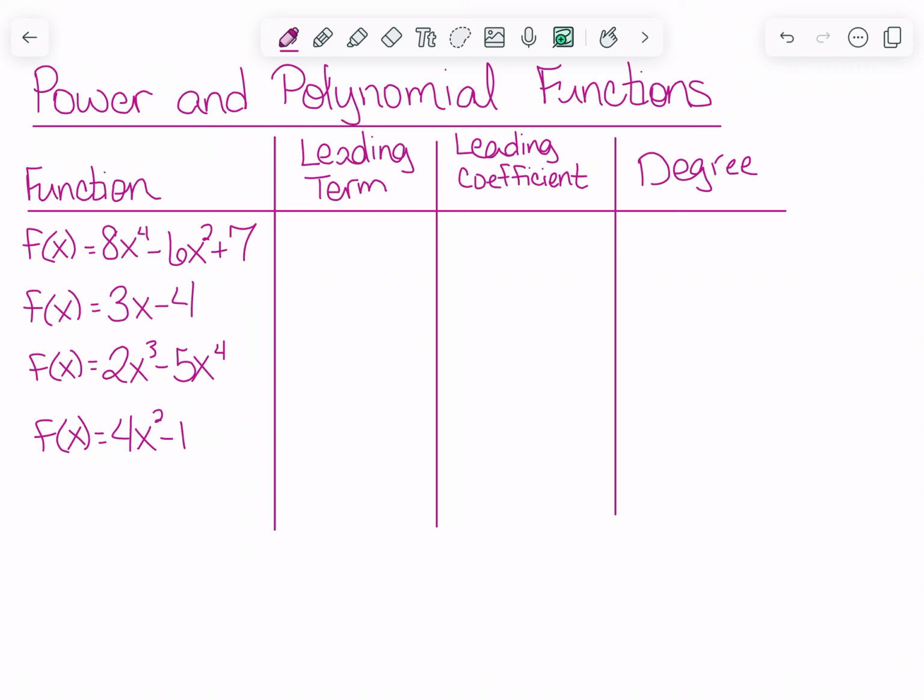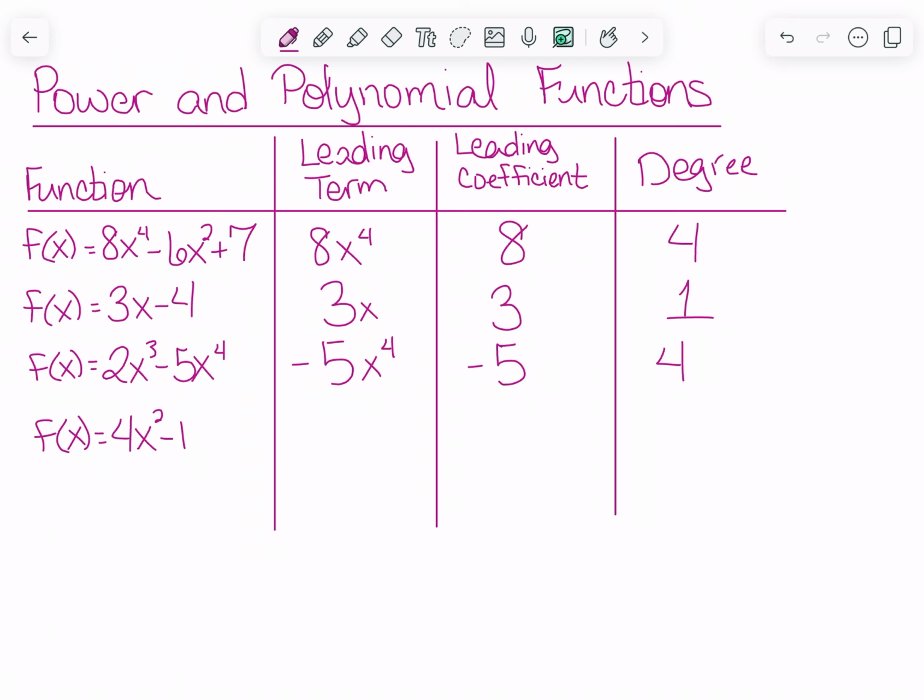Next up, 2x cubed minus 5x to the fourth. The term with the largest exponent is the term with the 4 as the exponent. This means my leading term is negative 5x to the fourth. The coefficient would be the number out front, which is negative 5, and then the degree would be the exponent, which is 4.